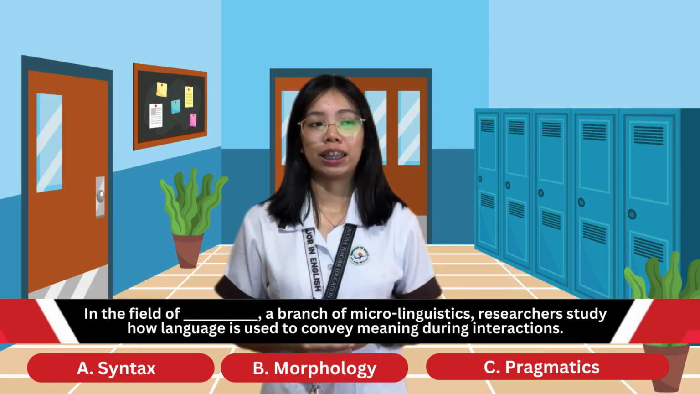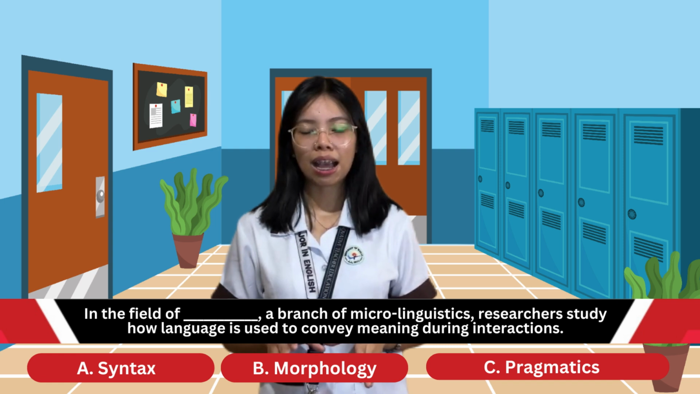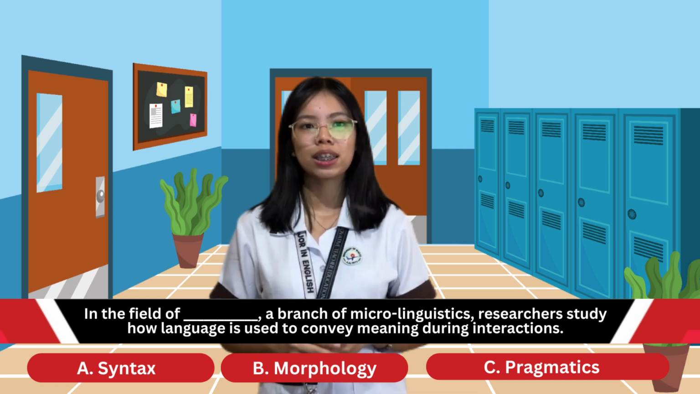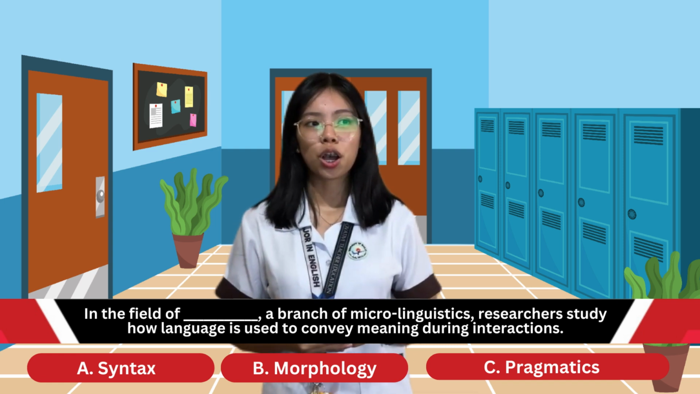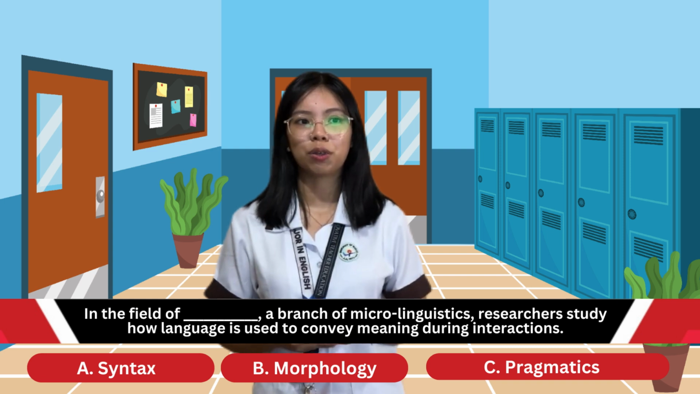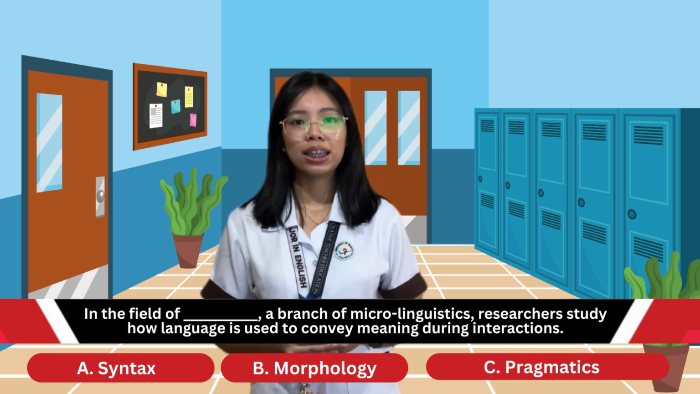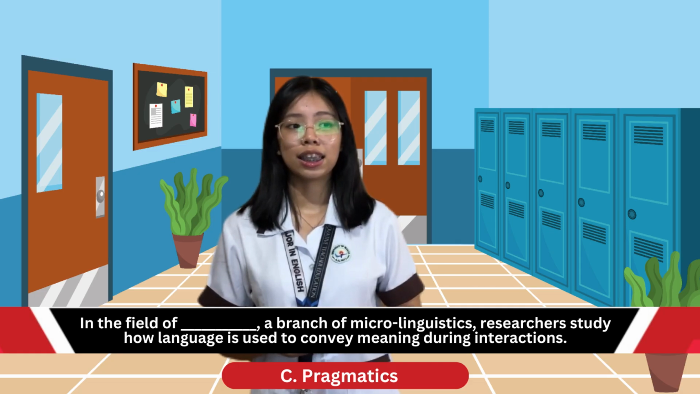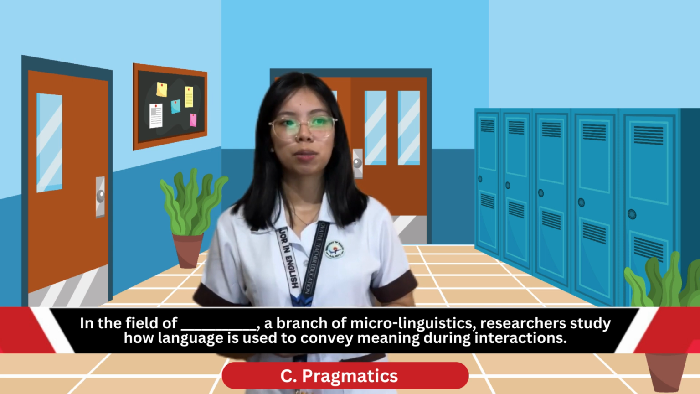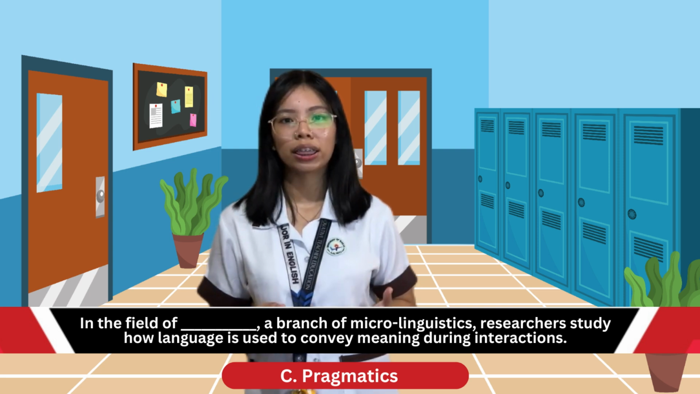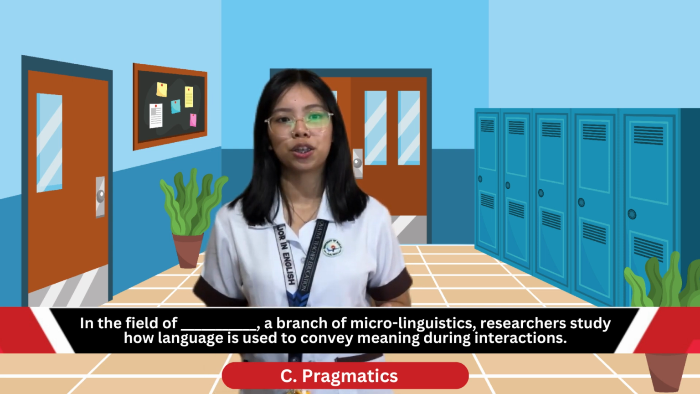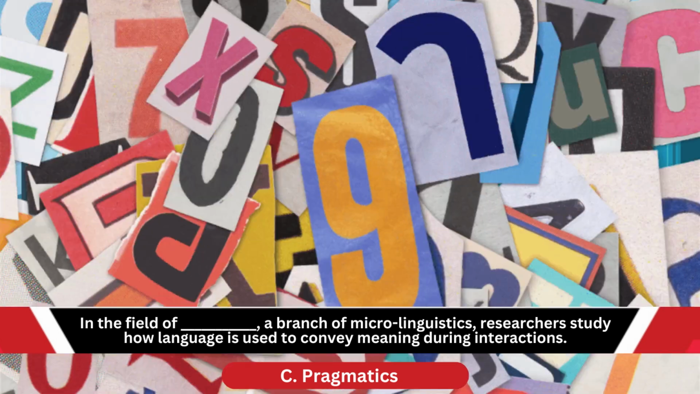The fourth question is, in the field of blank, a branch of microlinguistics, researchers study how language is used to convey meaning during interaction. A. Syntax, B. Morphology, C. Pragmatics. The answer is letter C. Pragmatics, because pragmatics examine how context influence the interpretation of meaning in communication.